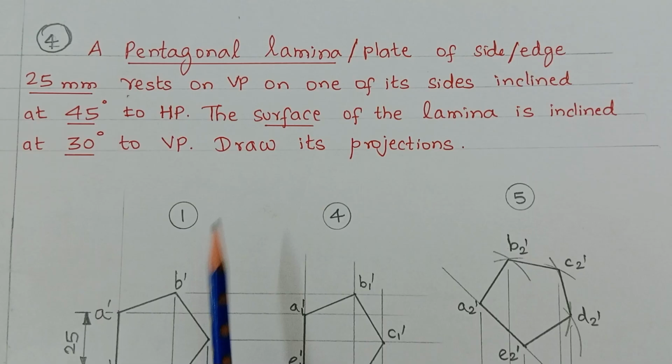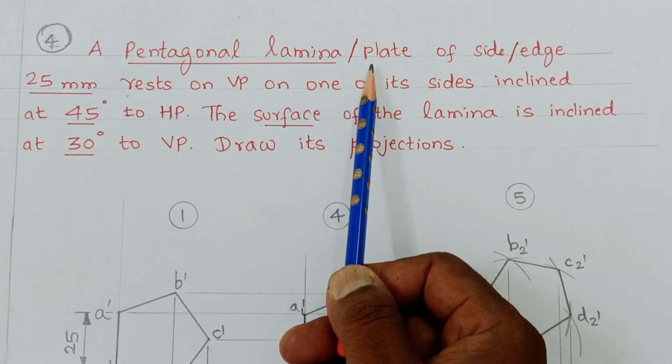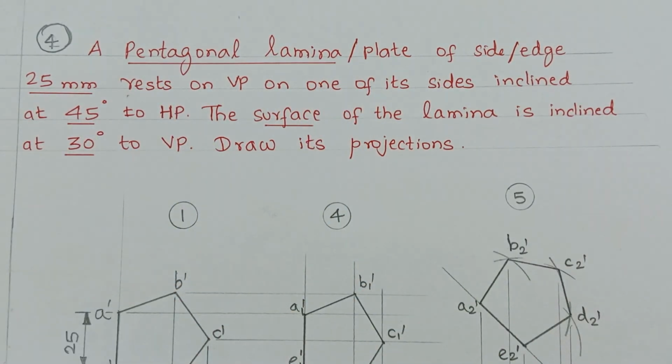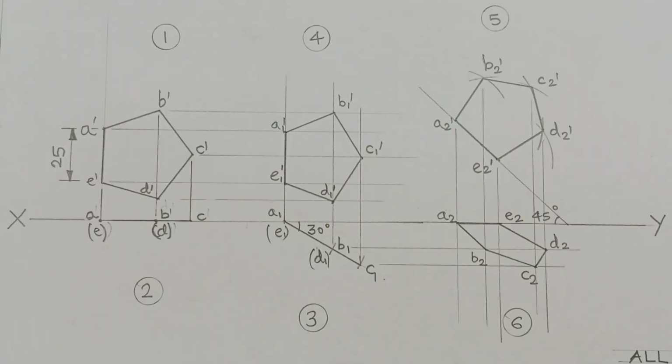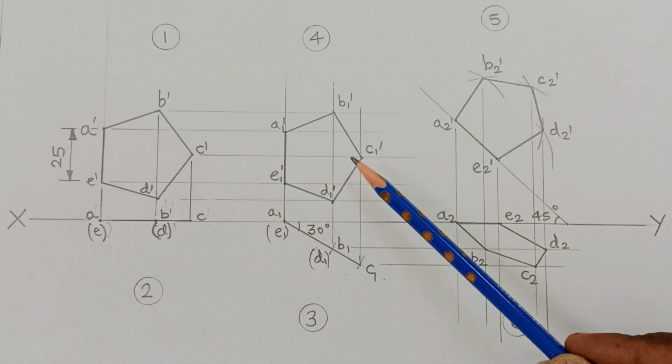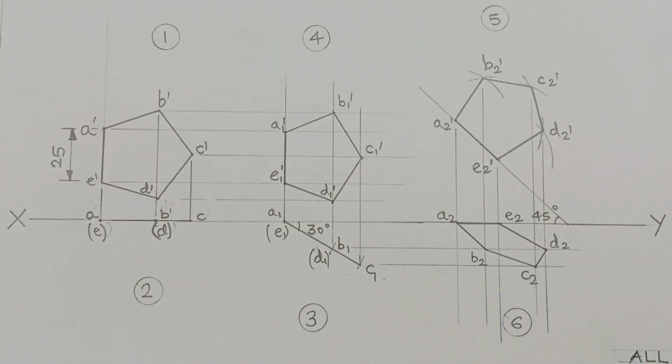The question is about a pentagonal lamina or plate of side 25 mm. You can copy the question, and the drawing appears like this when drawn on the drawing sheet using a drafter scale. The diagram is completed. The first diagram is called the base portion, front view and corresponding top view. The second diagram is the surface inclination top view and its corresponding front view. Next, the fifth diagram is the final front view and final top view. So this is how the drawing appears when drawn on the drawing sheet using various grades of pencils.